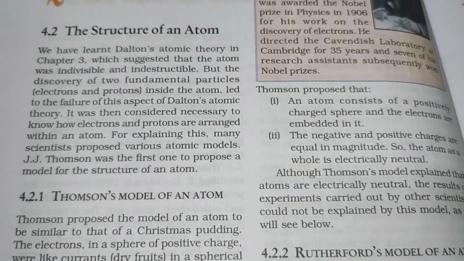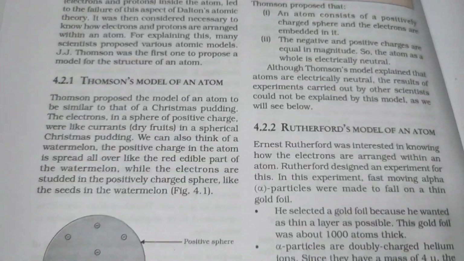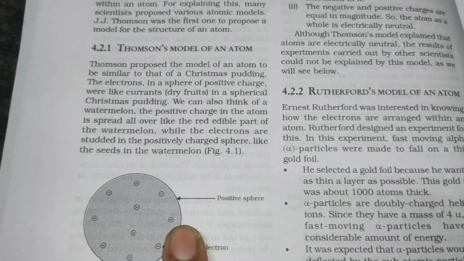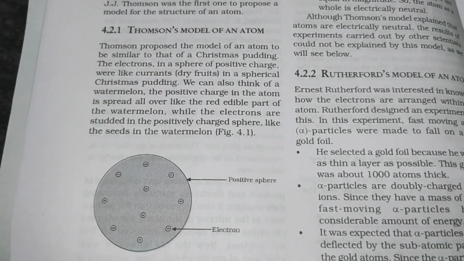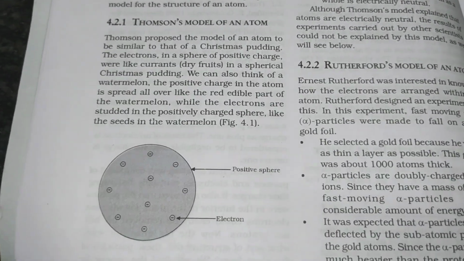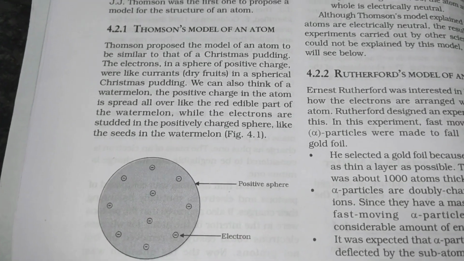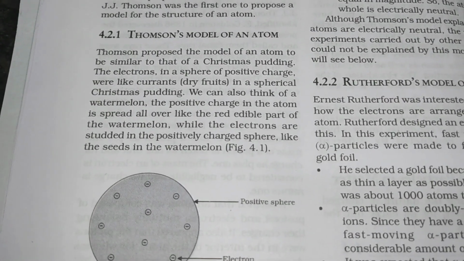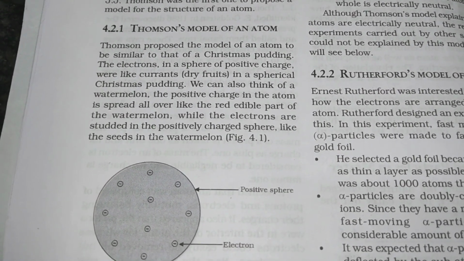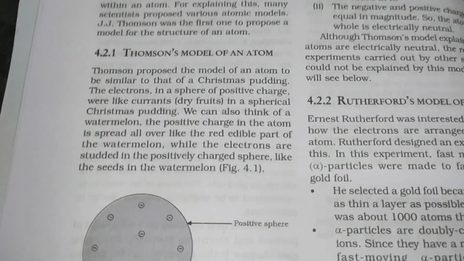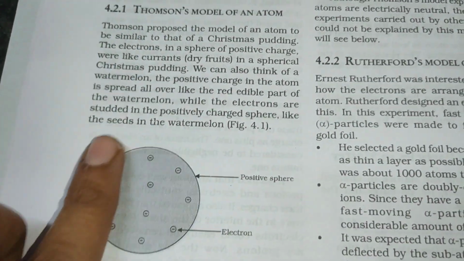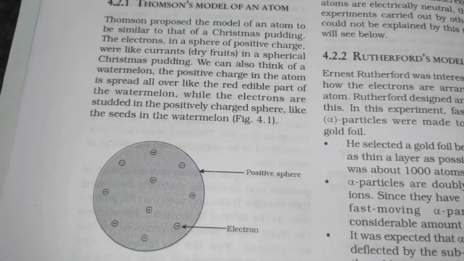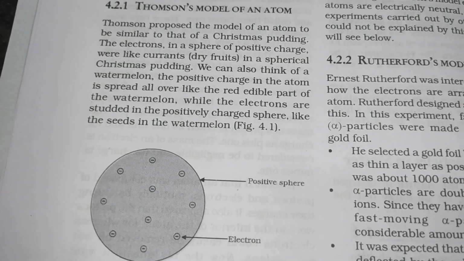For explaining this, first J.J. Thomson came to explain the structure of the atom. According to his theory, the J.J. Thomson model of an atom, he proposed a model that is like a Christmas pudding. You would have seen the cake of Christmas time. All the dry fruits will be inside. So the electrons are like the dry fruits present inside, and the sphere, that is the cake, is nothing but positive charge. The dry fruits inside are the electrons.